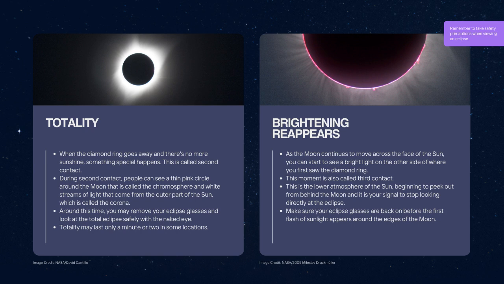Brightening reappears. As the moon continues to move across the face of the sun, you can start to see a bright light on the other side of where you first saw the diamond ring. This moment is also called third contact. This is the lower atmosphere of the sun, beginning to peek out from behind the moon, and it is your signal to stop looking directly at the eclipse. Make sure your eclipse glasses are back on before the first flash of sunlight appears around the edges of the moon.